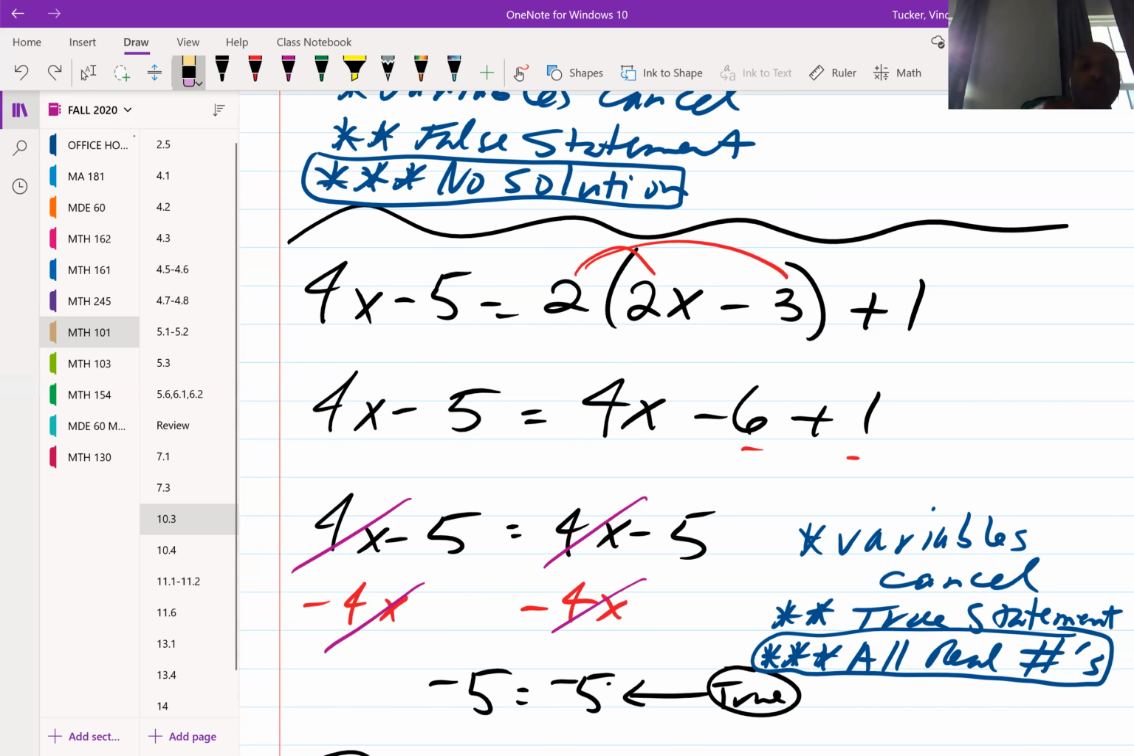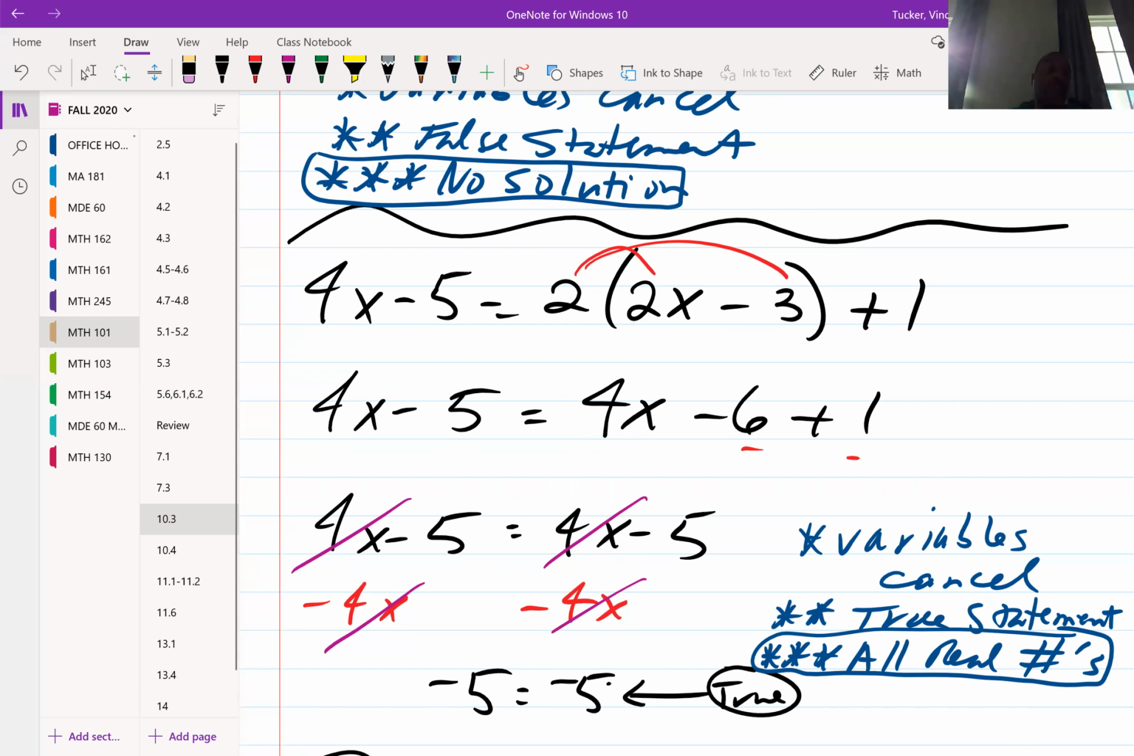And once again, our variables cancel on both sides of our equation. This time we're left with a true statement. Negative 5 is equal to negative 5. Or depending on what you have done, you could have gotten 0 equal to 0. Bottom line, you would have had a true statement. So over here in the blue, it lets us know what our answer would be. Whenever our variables cancel and we have a true statement, our answer will be all real numbers.